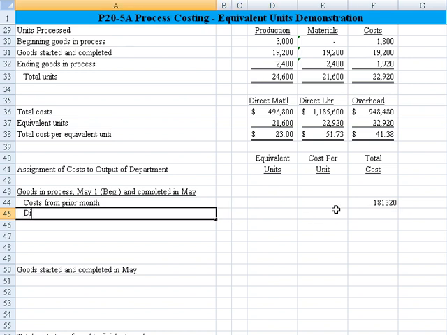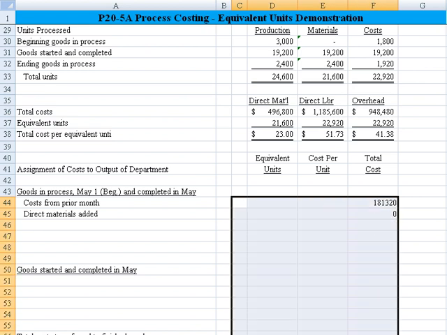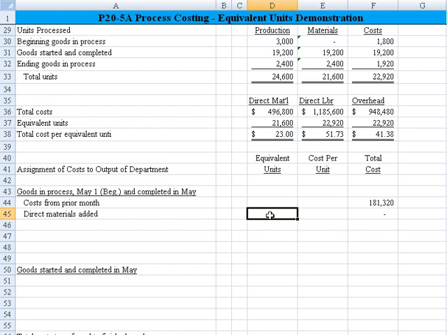Okay, then we have direct materials. And these are direct materials that were added. There's no equivalent units associated with there. And actually, for goods in process from the beginning, nothing will go into there. Let me format all of these as a comma with no decimals to start, and we'll change it if we need to. Alright, that's because costs from the prior month that were in beginning work in process were assumed to be 100% complete with regard to direct material.